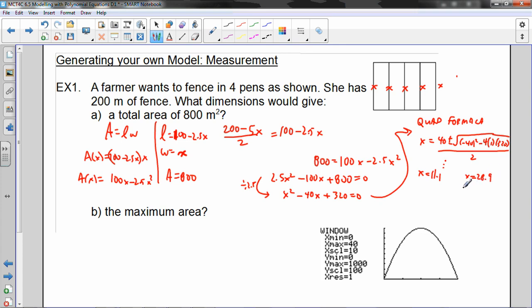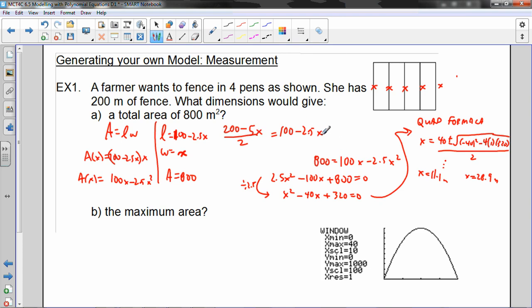Now one of the questions is, are both these solutions okay? Both of them are positive. Is it okay for x to be 11.1 meters? Is it okay for that to be 28.9 meters? Well, it should be. What would be the problem? Well, notice I don't want to use up too much fence. If I use up too much fence for x, then the length would be negative. And I don't want that.